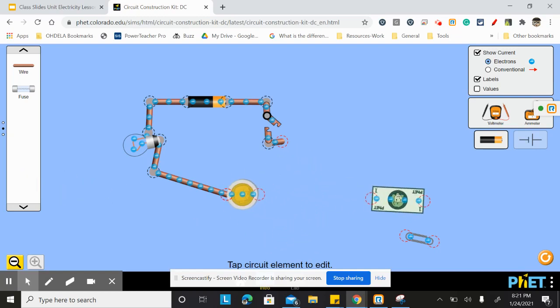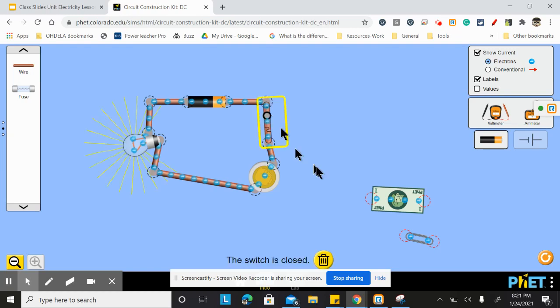If we try the coin, let's see if the circuit works and the light bulb lights up when we add the coin into the circuit. And it does work. The coin allows electricity to flow through it. Therefore, the coin is a conductor.